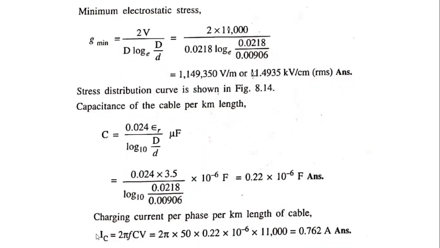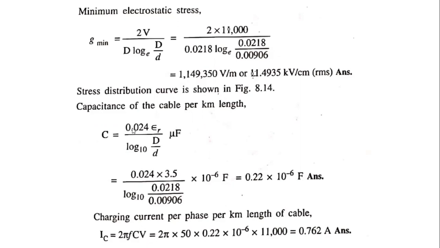And another formula is the charging current, that is IC. Therefore IC is equal to 2 pi f CV, where f is the frequency and C is the capacitance and V is the voltage.